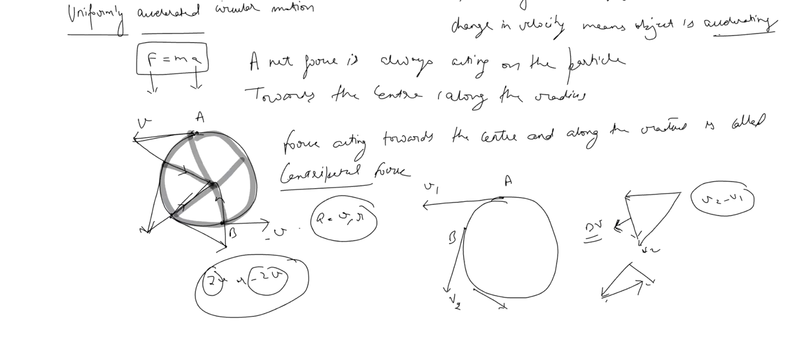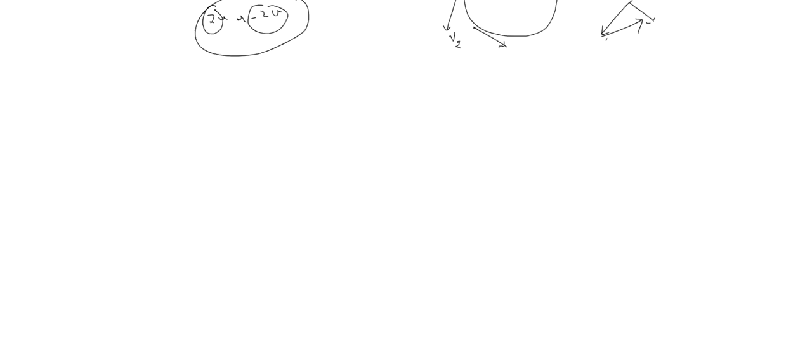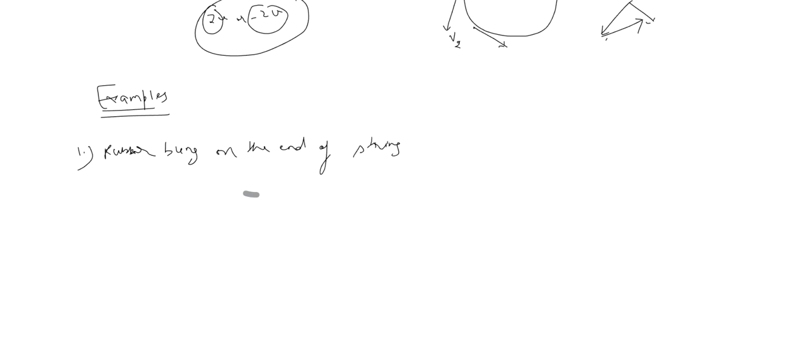Now, if we consider different examples of circular motion, if I consider the first case, a rubber bung on the end of a string. Let's say this is a string and this is a rubber bung. Now, when you whirl it in a circular path, have you ever done this?